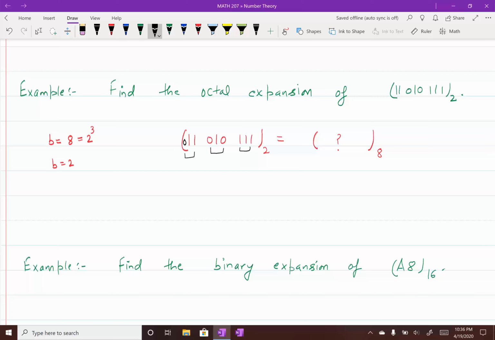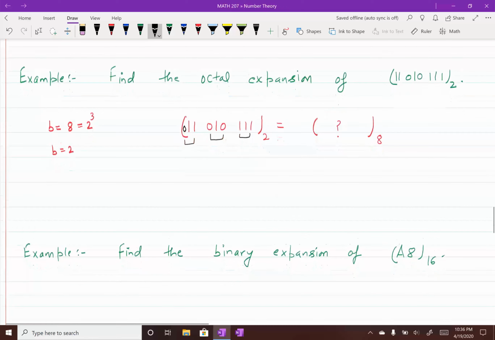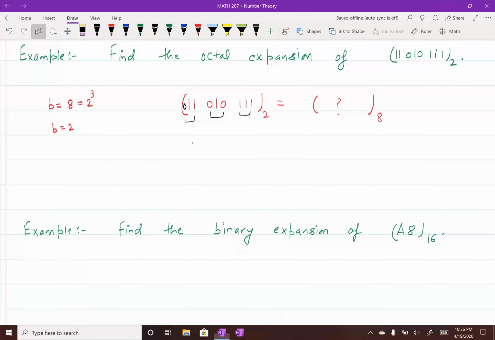So here we have 3 groups. The first group is 0 1 1, another group is 0 1 0, and the third group is 1 1 1.